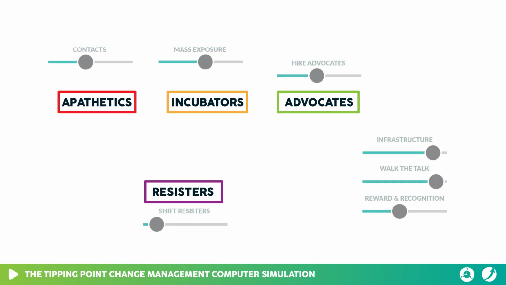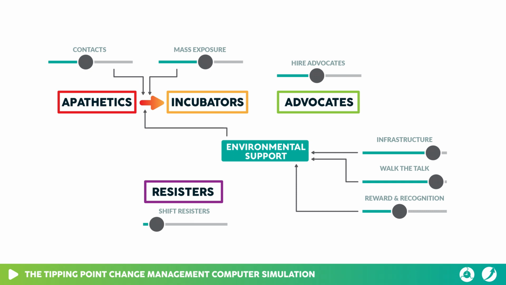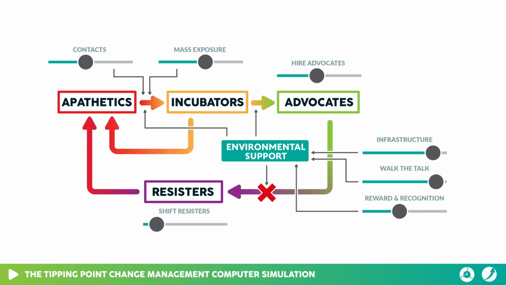The 7 levers, when used together and with attention to side effects, can move people towards becoming advocates of new ideas and reduce their inclination to become resistors or return to apathy.